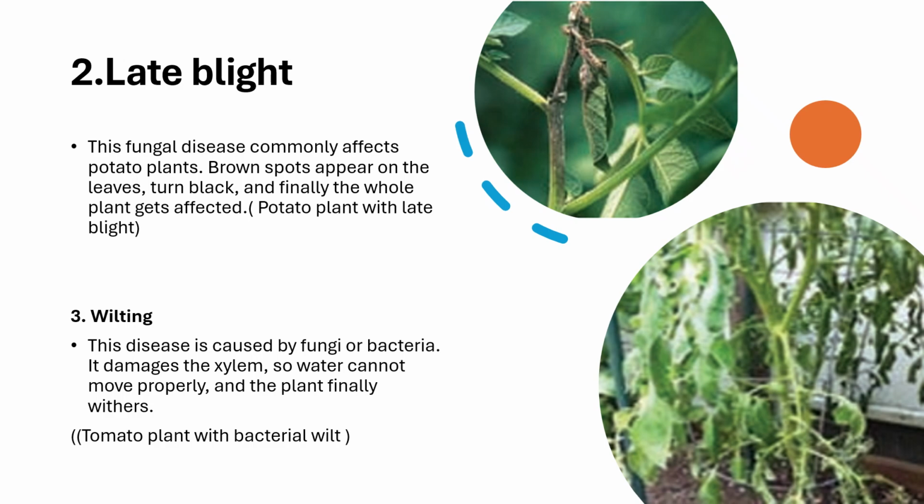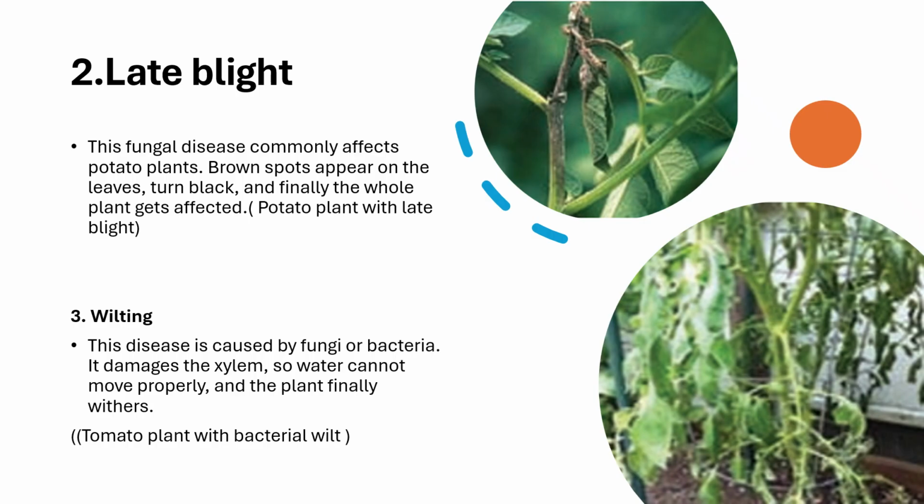Next we have late blight. This fungal disease commonly affects potato plants. Brown spots appear on leaves, turn black, and finally the whole plant gets infected. Potato plants with late blight are shown here in two pictures. Actually, the first picture is late blight.